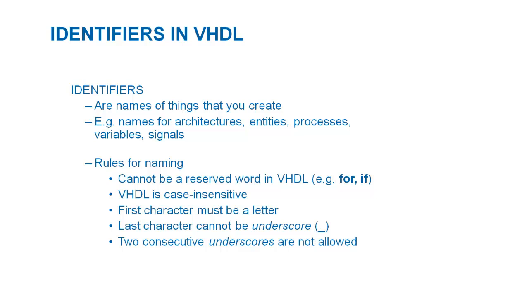Another thing is that VHDL is case insensitive, so you can mix capital letters and small letters at any time when you are creating the signals, the components, and when you are referring to them later in the future. We also have first characters must be a letter and not a number and not a special character, and the last character cannot be an underscore. Anywhere within the identifier, we cannot have two consecutive underscores.